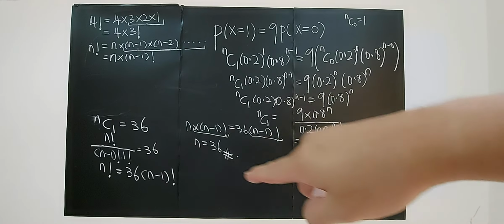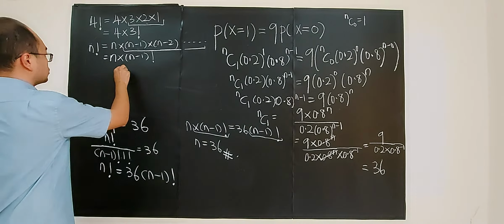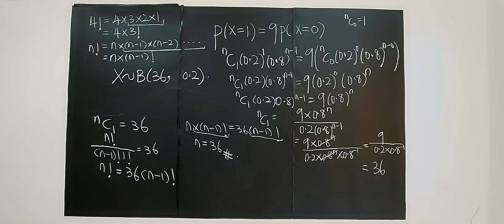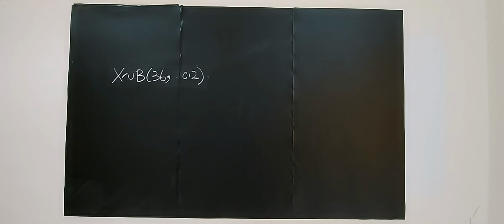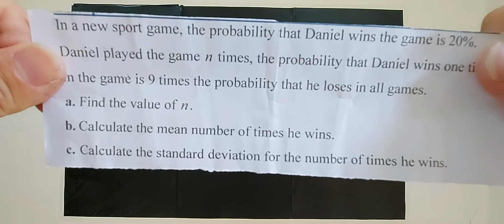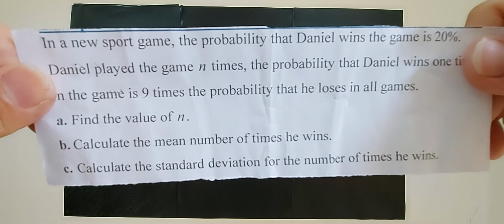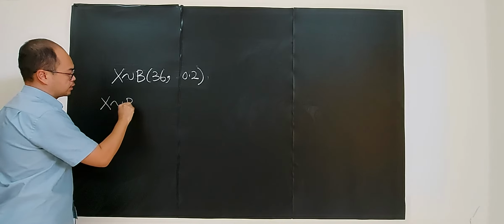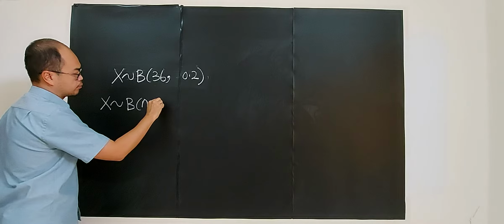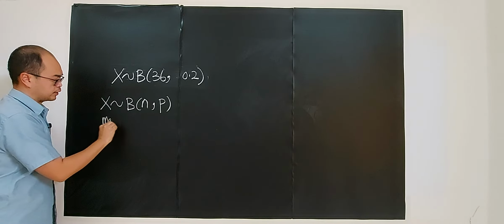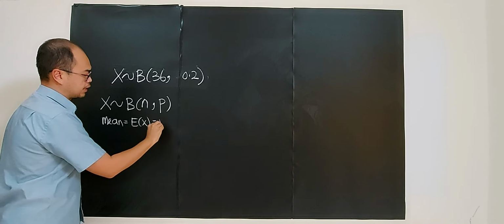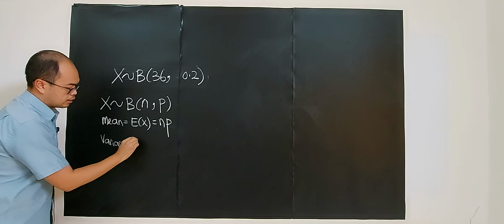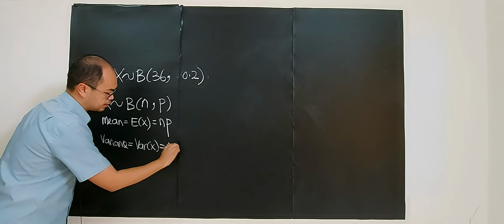Now I already know the value of n is 36. So I can rewrite the distribution as binomial, where Daniel tries 36 times with probability of success 0.2. Let's continue with part B. The question asks you to calculate the mean number of times he wins. This is a binomial probability distribution. Let's say x is binomially distributed with n tries and probability of success p. The mean, or expected value of x, is n multiplied with p, and the variance of x is npq.